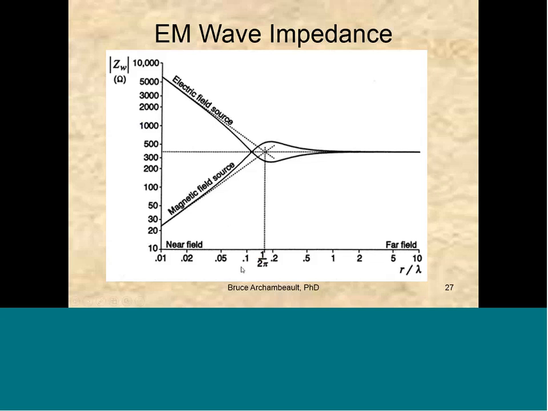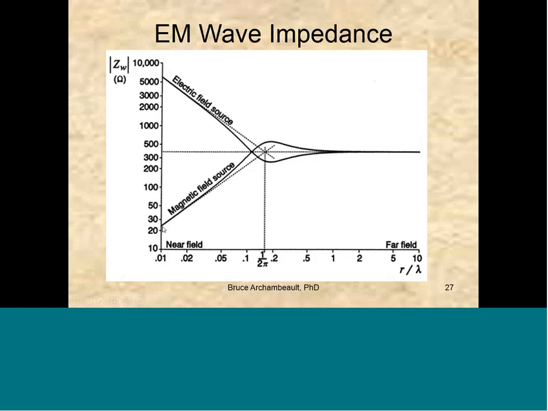The x-axis here is in wavelengths, distance related to wavelength. If I'm in very, very close, a dipole antenna is an electric field source, with very, very little magnetic field. As I get further away, and I get out to about a full wavelength away, then I'm down to this 377 ohm, or 120 pi if you're a purist.